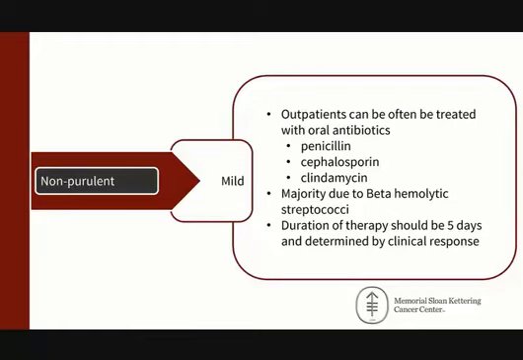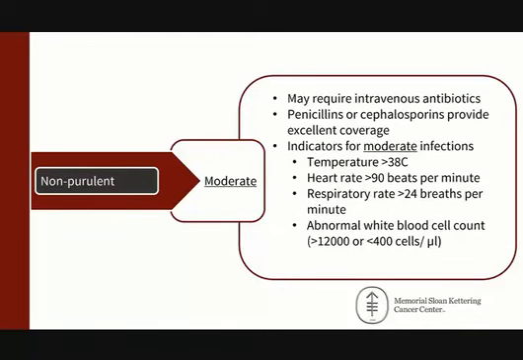The use of rifampin, either as a single agent or in combination, is not recommended. The recommended duration of therapy is 5 days, although discontinuation of therapy is ultimately dictated by the clinical response. Patients identified as having a moderate non-purulent SSTI may require intravenous antibiotics, and again, penicillins or cephalosporins provide excellent coverage.